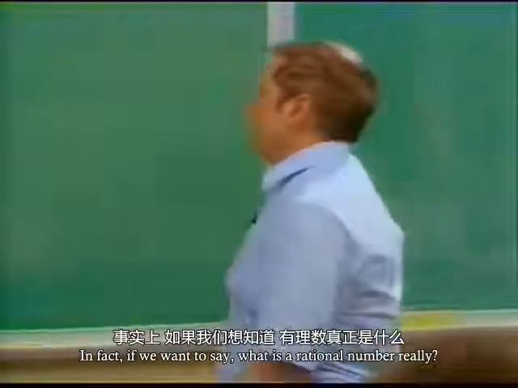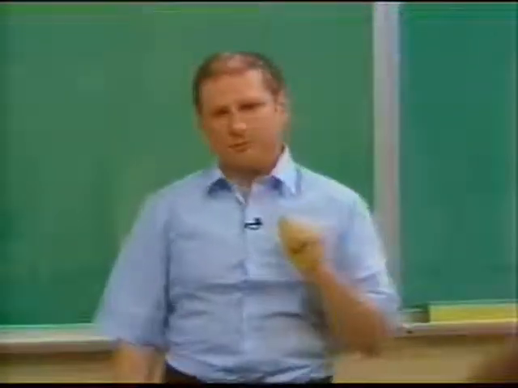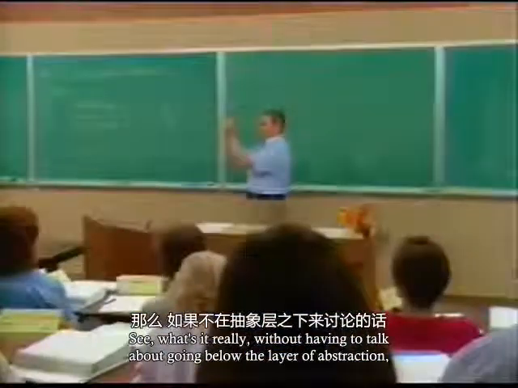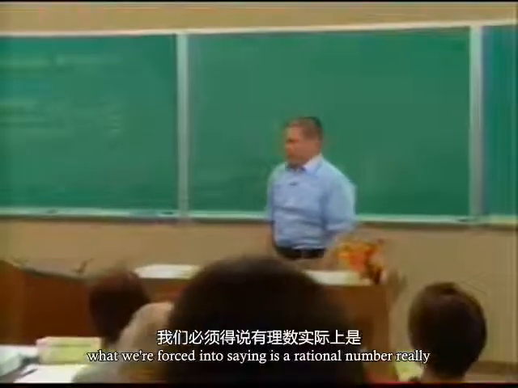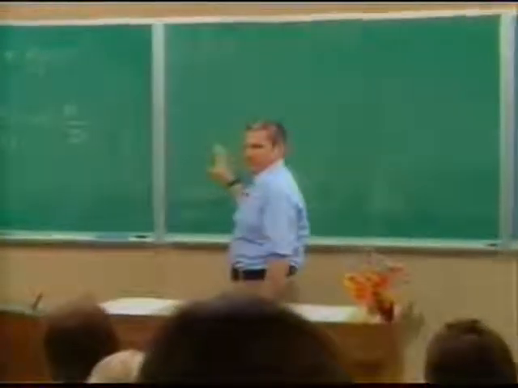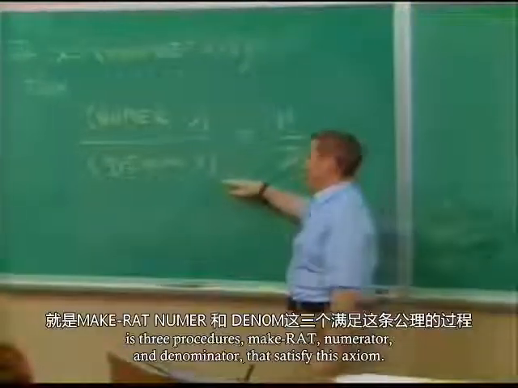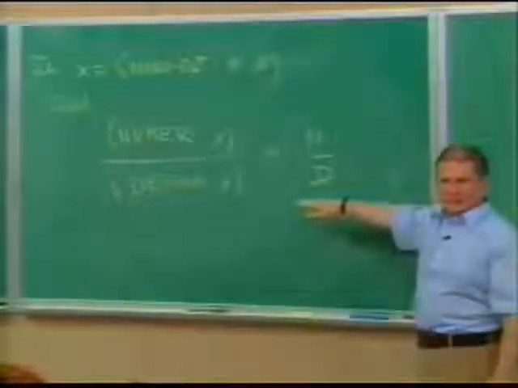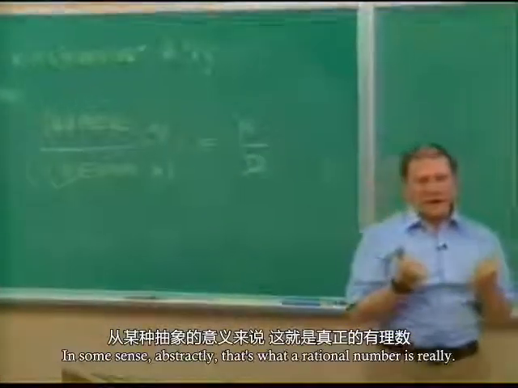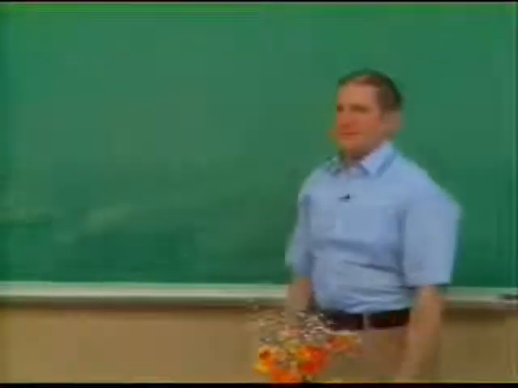In fact, if we want to say, what is a rational number really, without having to talk about going below the layer of abstraction, what we're forced into saying is a rational number really is sort of this axiom, is 3 procedures, make-rat, numerator, and denominator, that satisfy this axiom. So in some sense, abstractly, that's what a rational number is really.